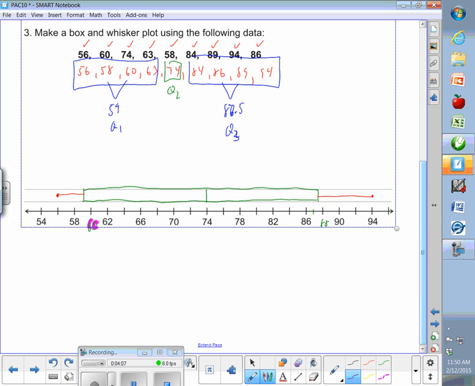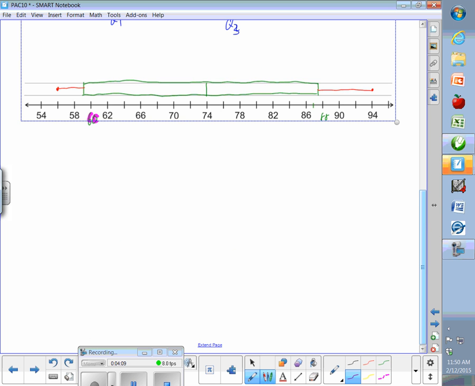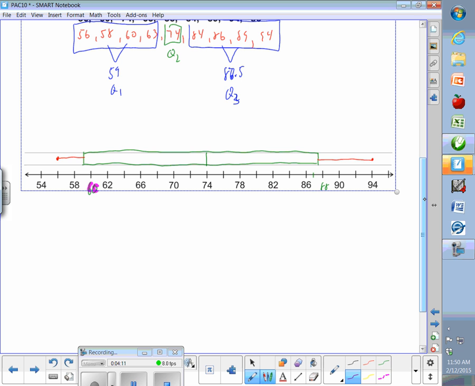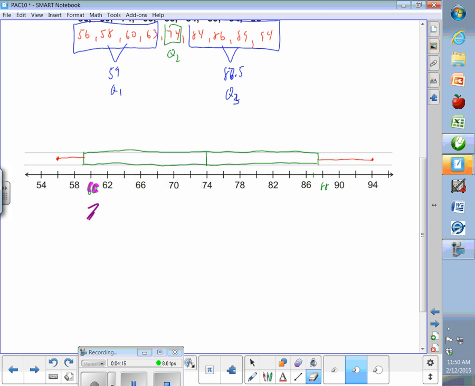Now, I tried to help you guys out. On your worksheet, I have provided you with number lines already, so you don't have to come up with your own number line. Normally, to make a box and whisker plot, you'd have to make your number line and make the box and the whiskers. I provided the number line for you, but just make sure things go in the right place.